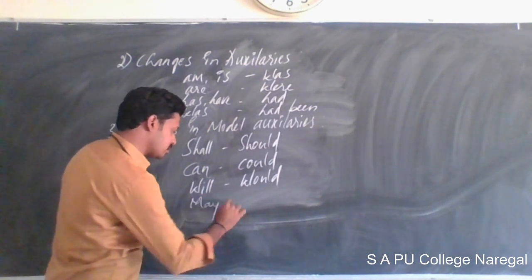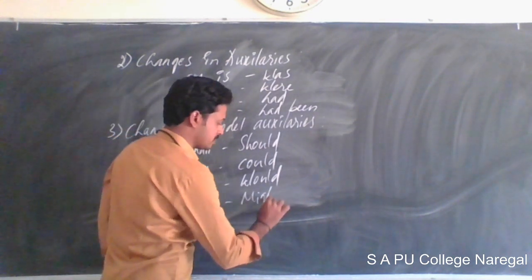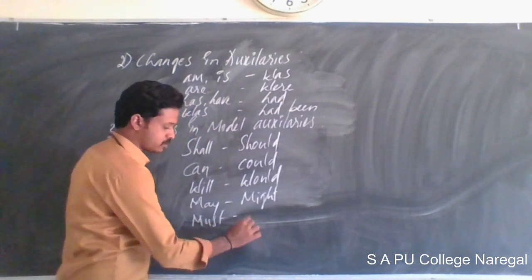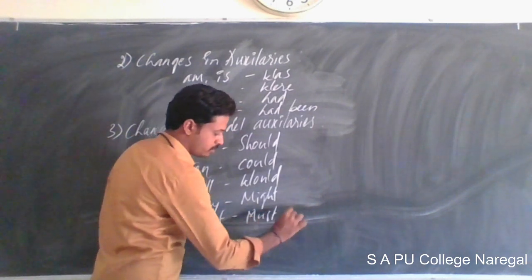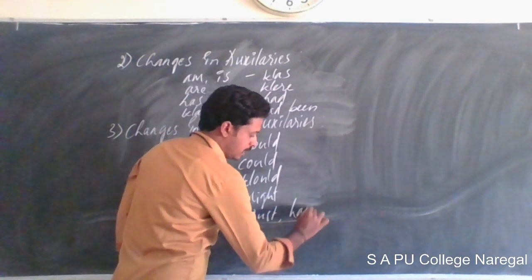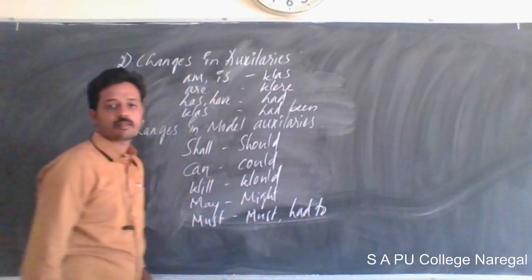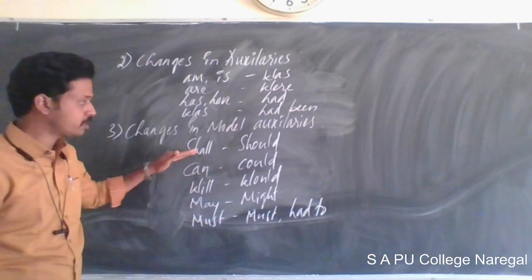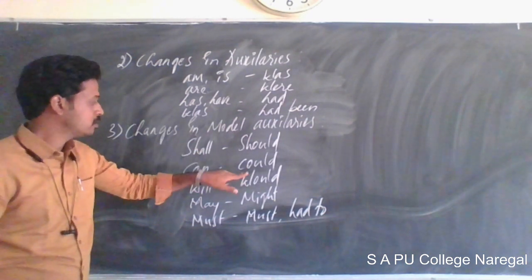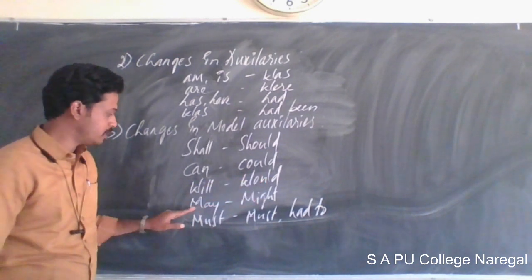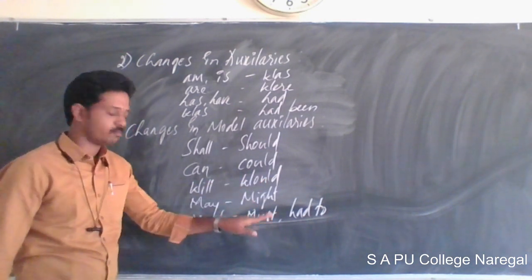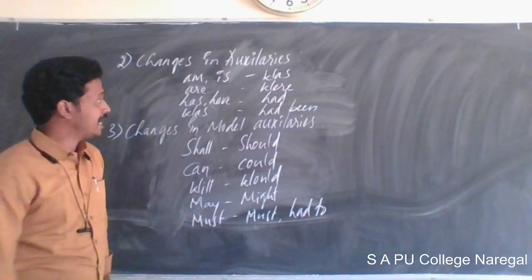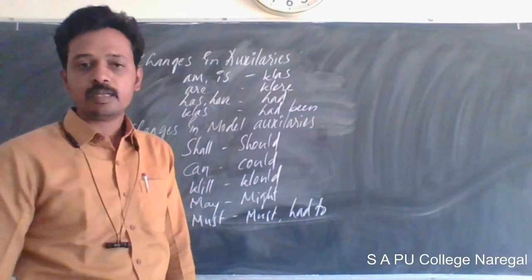May in the direct speech becomes might. Must in the direct speech becomes must. We can use it as must or we can change it to had to. So these are the changes in modal auxiliaries. Shall becomes should, can becomes could, will becomes would, may becomes might, must becomes must or had to. So these are the changes of auxiliaries and the changes of modal auxiliaries.